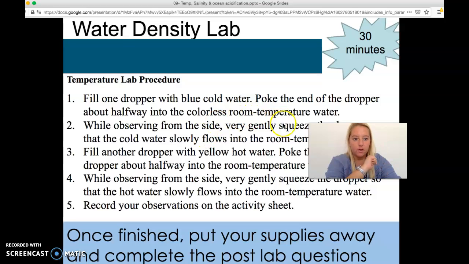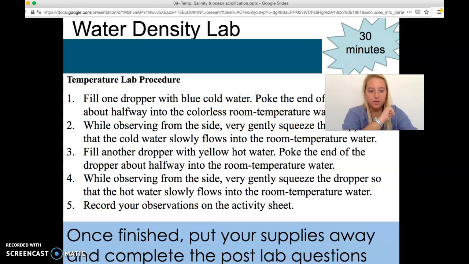Okay, this is our lab. This is what we're going to do. So this is a separate thing.